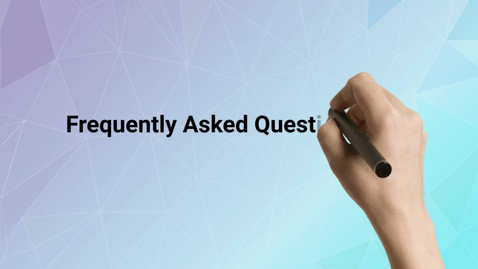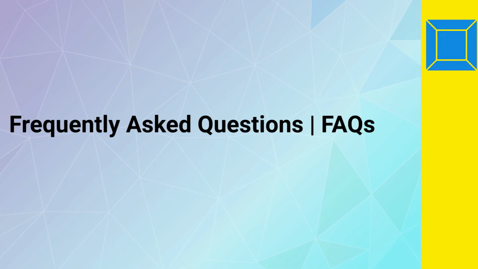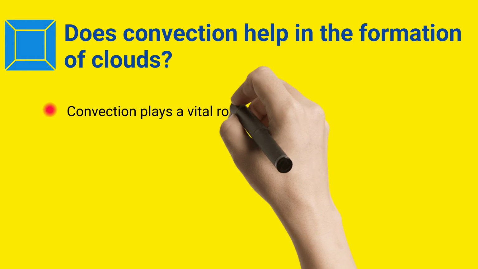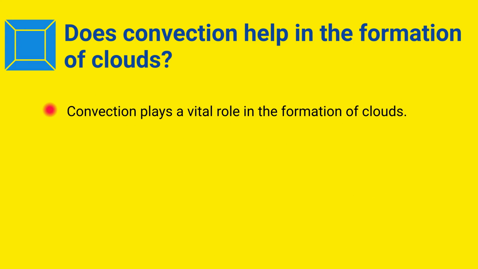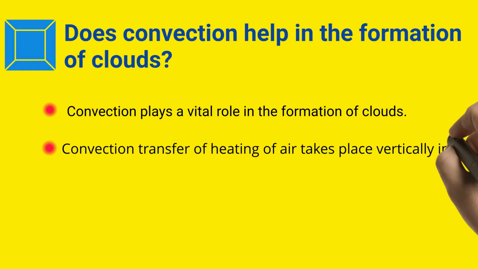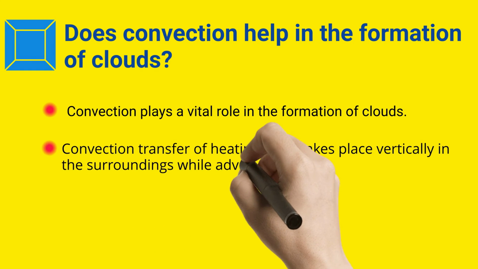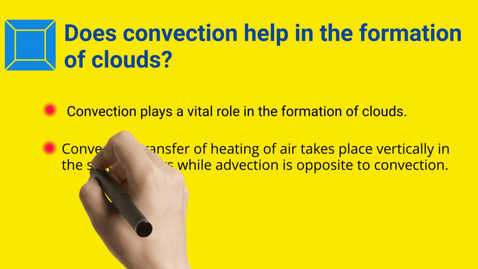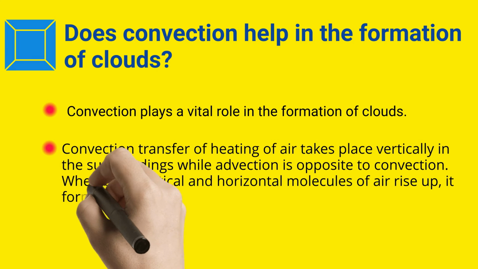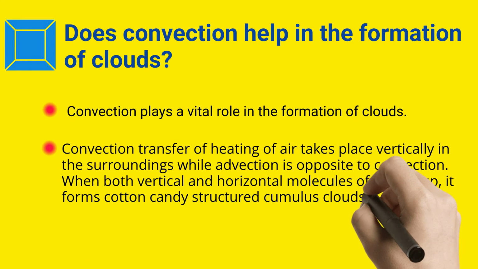Frequently asked questions, FAQs. Does convection help in the formation of clouds? Convection plays a vital role in the formation of clouds. Convection transfer of heating of air takes place vertically in the surroundings, while advection is opposite to convection. When both vertical and horizontal molecules of air rise up, it forms cotton candy structured cumulus clouds.